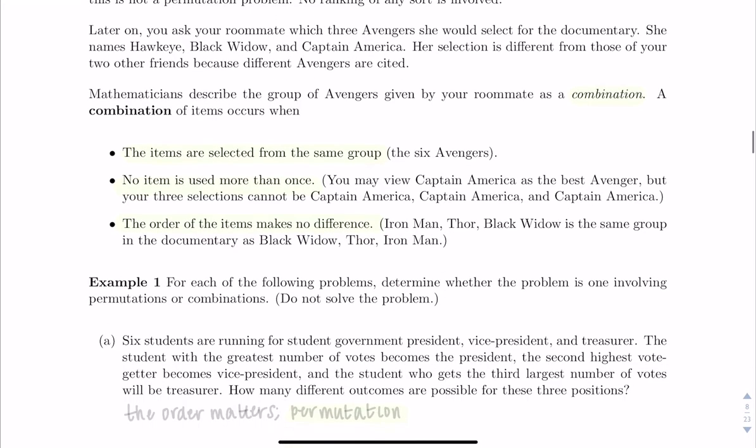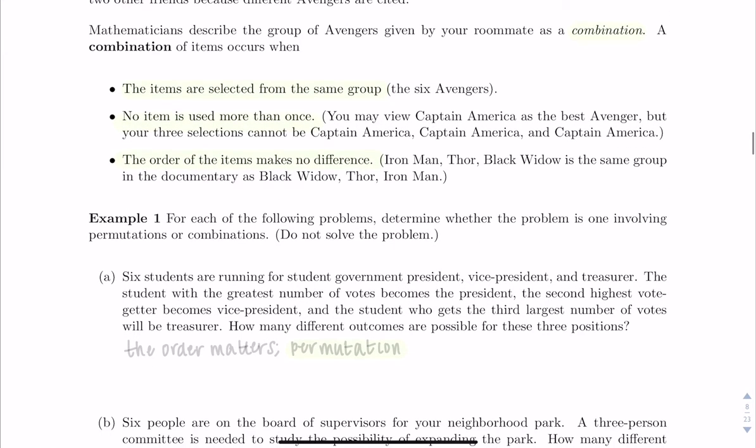A combination of items occurs when the items are selected from the same group, no item is used more than once, and the order of the items makes no difference.